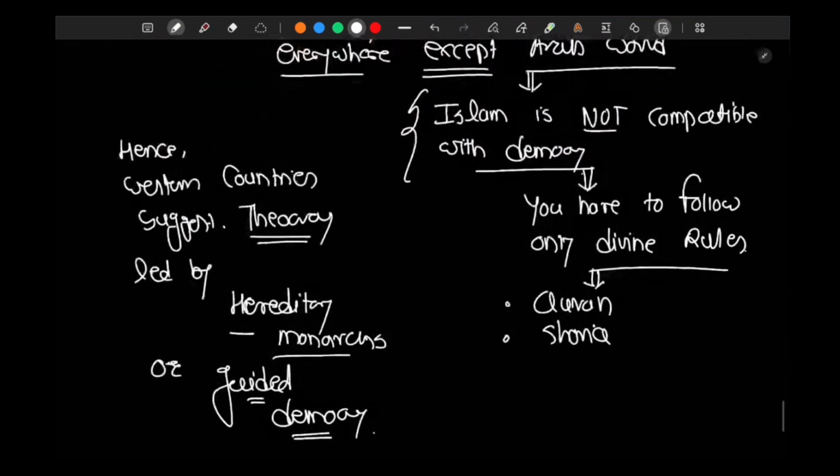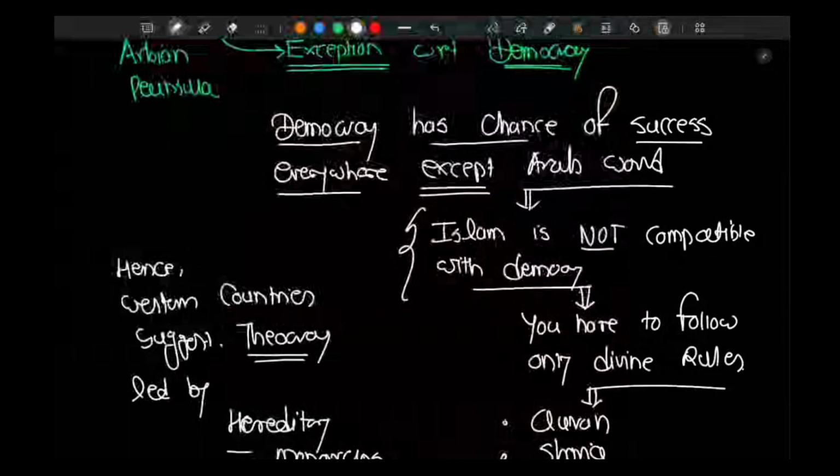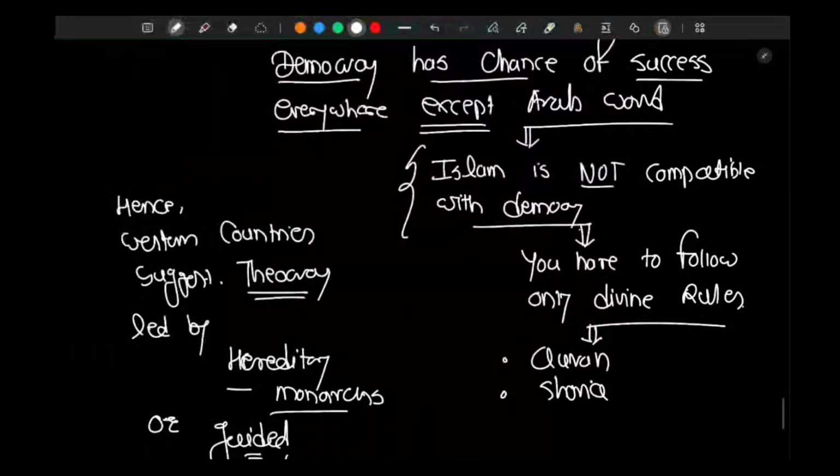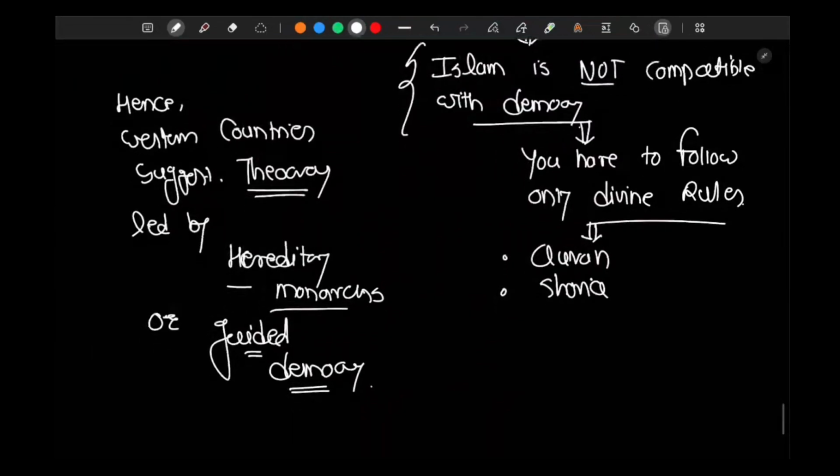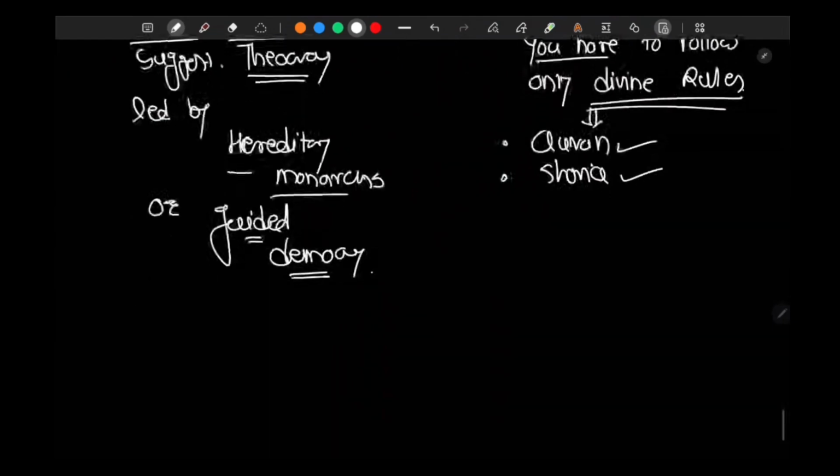Theocracy, right? What is Arab exceptionalism? I hope you understood that democracy has a chance of success everywhere except the Arab world. Why does it have no chance of success in the Arab world? Because Islam is not compatible with democracy, right? Why is Islam not compatible with democracy? Because Muslims have to follow only divine rules in the form of the Quran and Sharia. Hence, Western countries suggest that theocracies led by hereditary monarchs or guided democracies are the way to go in the Arab world, right? For example, Tunisia, Libya, Egypt, everywhere, the US tried to do the same.